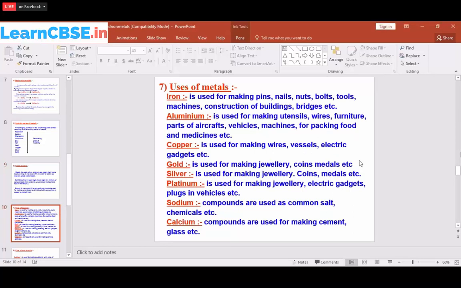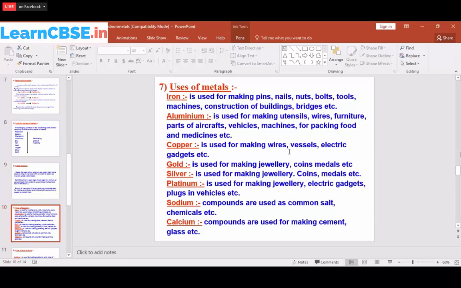So as of now, we are using so many metals in our day-to-day life. One of the most used metals is iron. It is used for making pins, nails, nuts, bolts, tools, machines, the construction of buildings, bridges, etc. Aluminium is used for making utensils, wires, furniture, parts of aircraft, vehicles, machines, for packing the food and the medicines, etc. Because it is a very less dense metal, we can use it in aircraft.